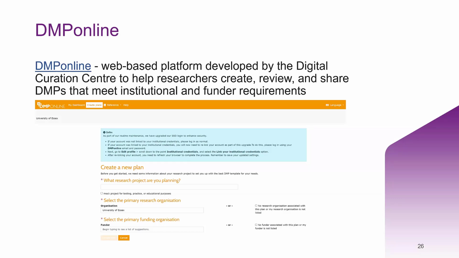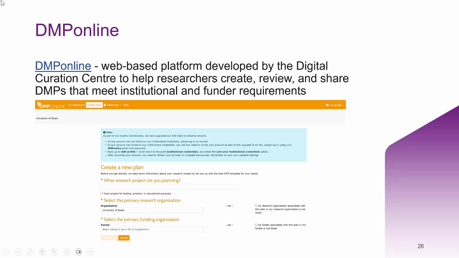It's a fantastic resource. They always keep in touch with the funders and the institutions to make sure that the different templates are correct and up to date. They provide some fantastic guidance depending on the template as well. You can share the DMP with colleagues so that they can have a look at and comment on it. And you can even publish your DMPs as well.